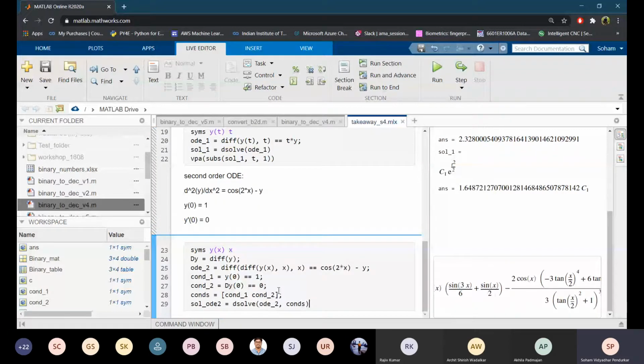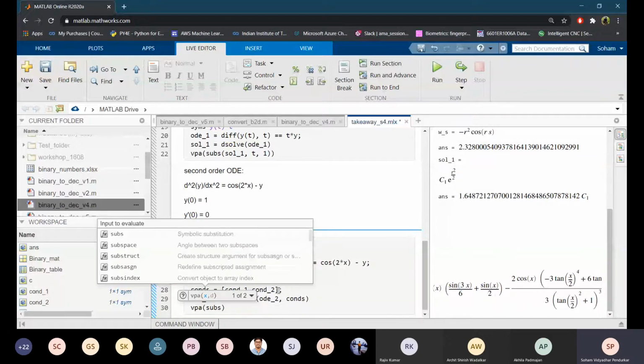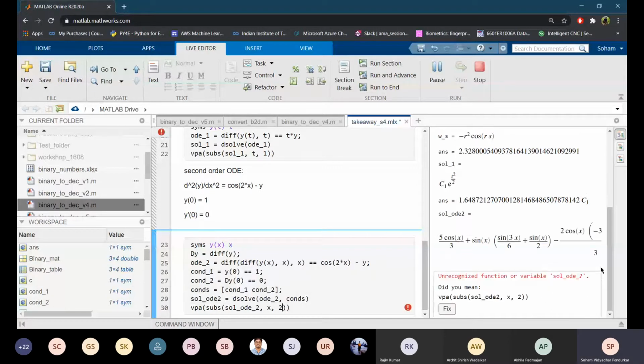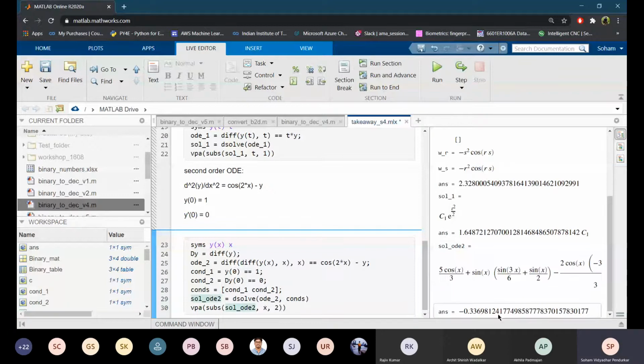vpa subs. I'll substitute in this solution of ODE2, and I'll substitute the x value with 2. It will give me an answer directly. Solve, unrecognized variable. Where is it? Okay, ODE2. Okay. So are there any other doubts in this?